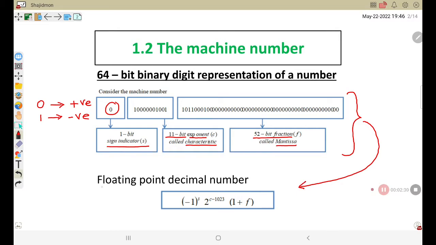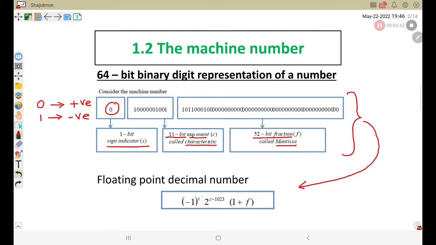That means the floating point decimal number equals (-1)^S multiplied by 2^(C-1023) multiplied by (1+F). Using that rule you can find what is the decimal number you entered in your computer.